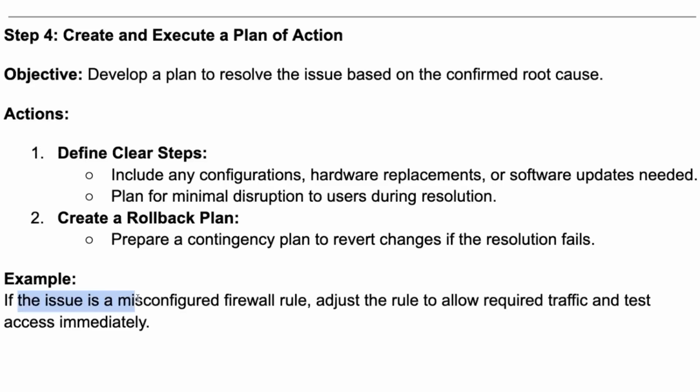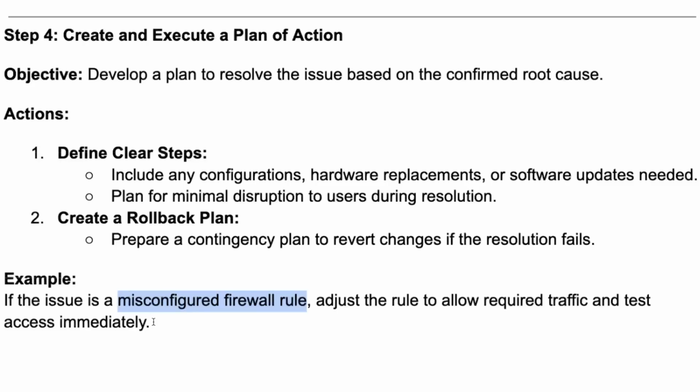The example of this would be if the issue is a misconfigured firewall rule, then you adjust the rule to allow required traffic and then test the access immediately, just to make sure that nobody else can get through and only the people that should get through do get through. So a misconfigured firewall rule is not as bad as something that requires the entire revamping of your entire network software or operating system or something like that.